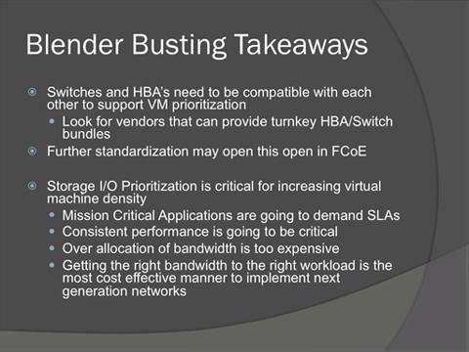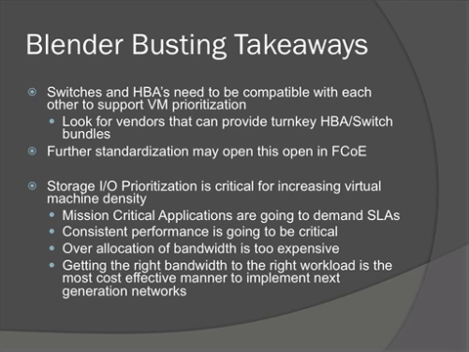Some key takeaways here: number one, the switches and HBAs need to be compatible with each other to support virtual machine prioritization. So what you want to look for is vendors that can provide basically a turnkey HBA and switch bundle. We clearly expect some standardization there, especially around FCOE. There's some things built into the Enhanced Ethernet standard that should allow for additional QoS type of functionality. Of course, we'll have to see how that evolves. What we know today is that the turnkey HBA switch method works really well, and it's available now.